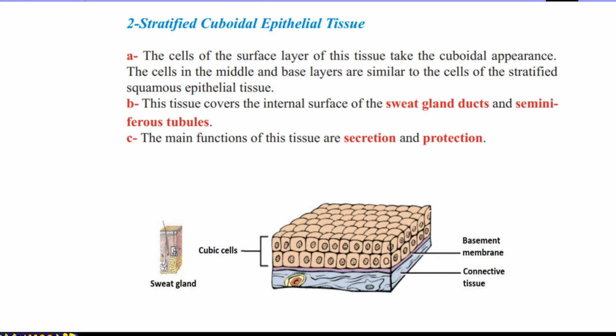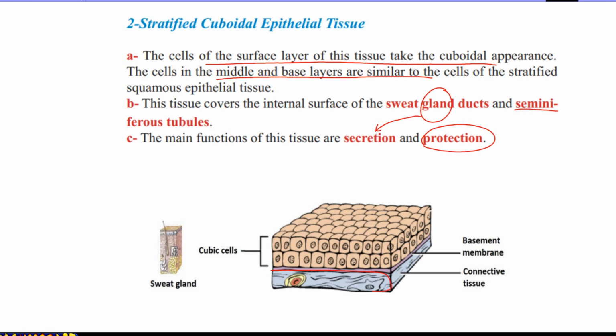Stratified cuboidal epithelial tissue. The cells of the surface layer of this tissue are cuboidal in appearance. The cells of the middle and base layers are similar to those in stratified squamous epithelial tissue. This tissue covers the internal surface of sweat and also salivary glands. When we see glands, we remember the function of secretion, and seminiferous tubules, part of the male reproductive system which transport the semen. Also, in parts of the body where friction occurs, it provides the function of protection.